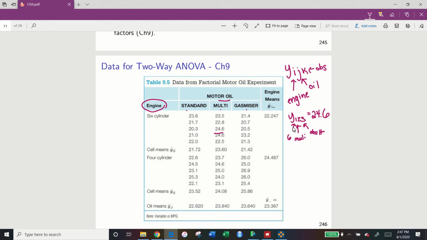Some other little bit of notation. Each of these individual, say standard, it's all the data for the 6-cylinder and the standard. Each of these are going to be referred to as a single cell. And then in each cell we are going to have 5 observations.